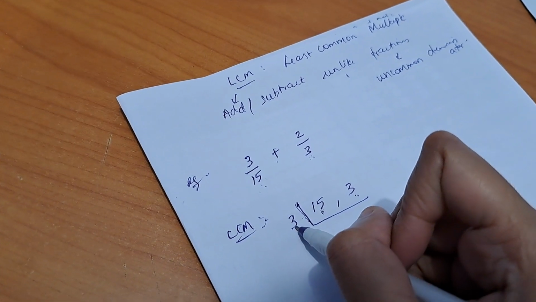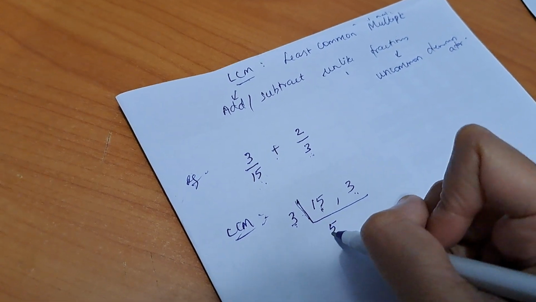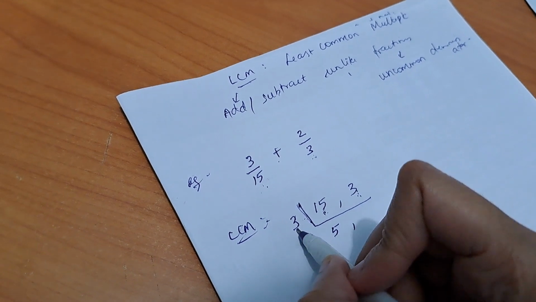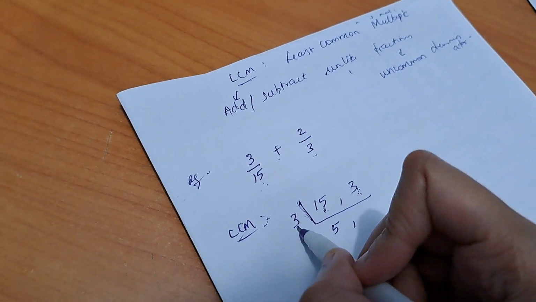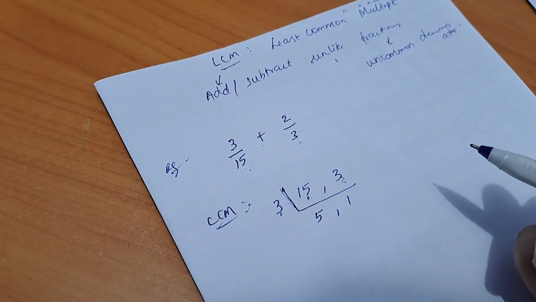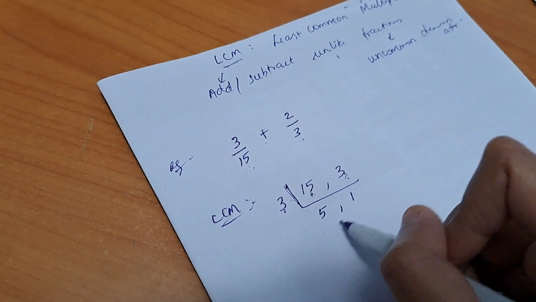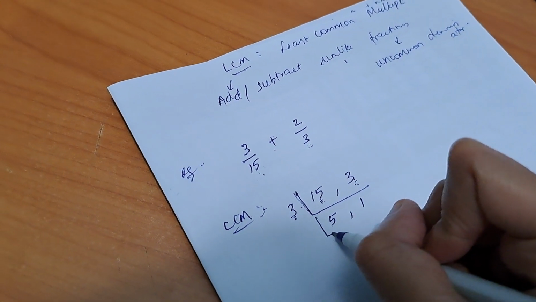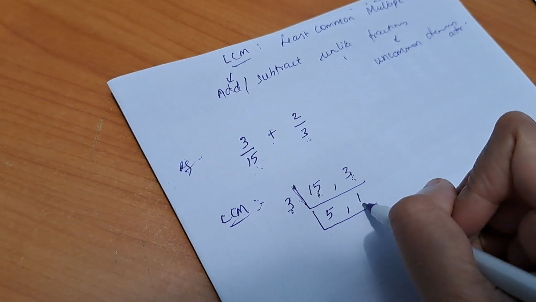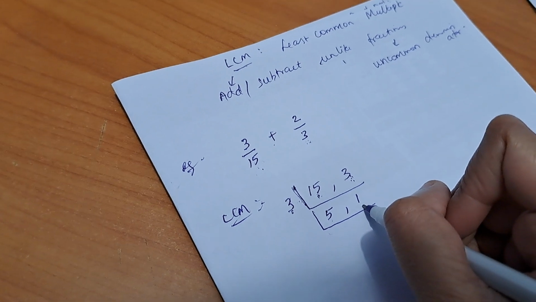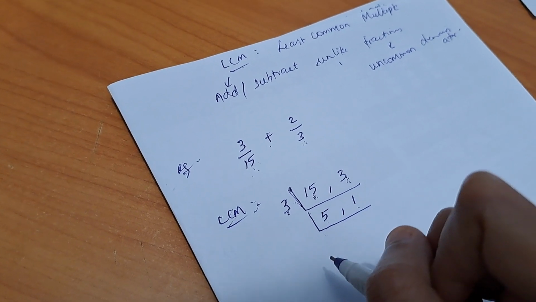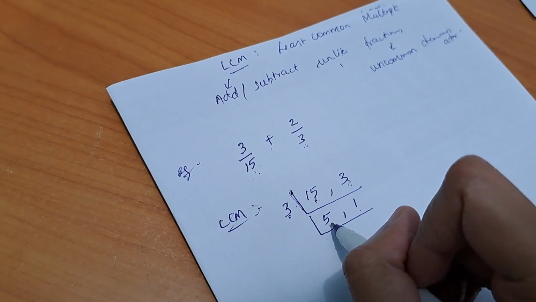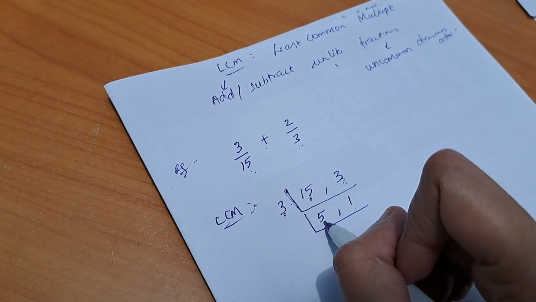15 divided by 3 is 5, because 5 times 3 is 15. Copy the comma and divide this 3 by the 3 that you chose. 3 divided by 3 is 1. So like this you have to keep going till you reach 1, 1. Can I divide 5 or 1 by 3 again? Not possible, because 3 ones are 3 and 3 twos are 6. So 5 is not going to appear in the 3 table.